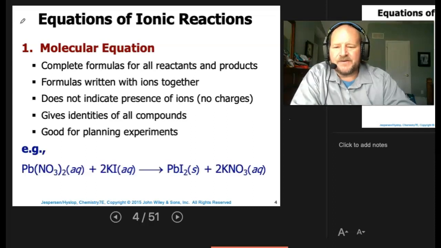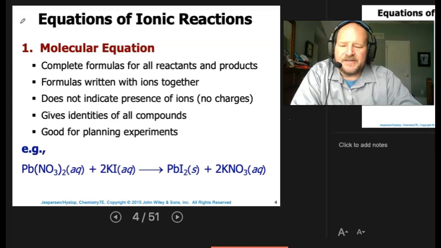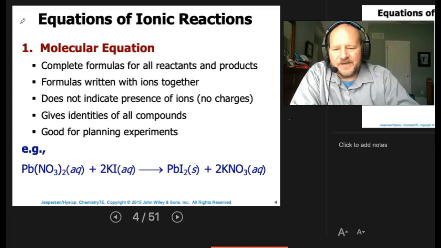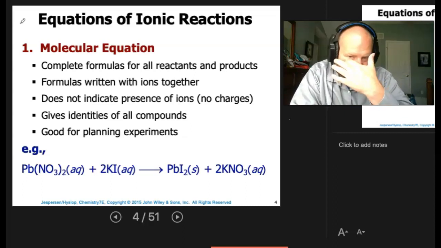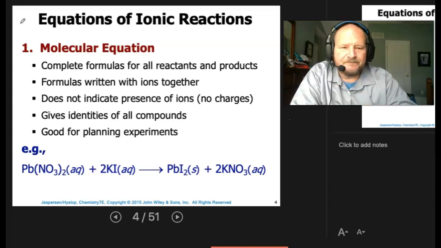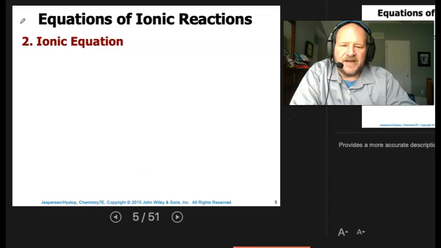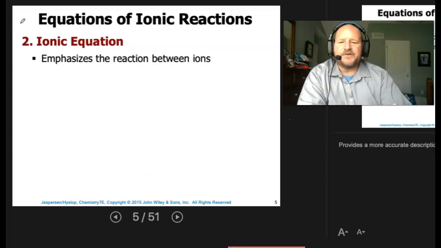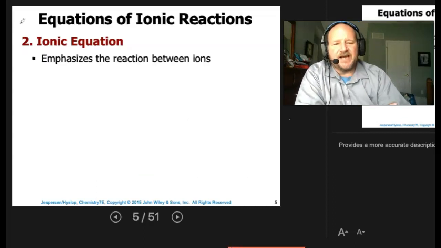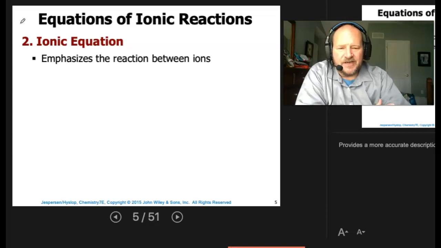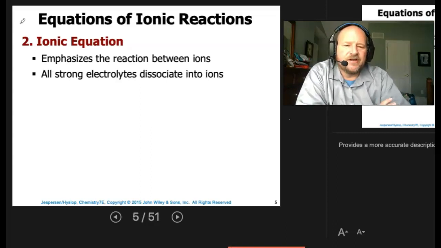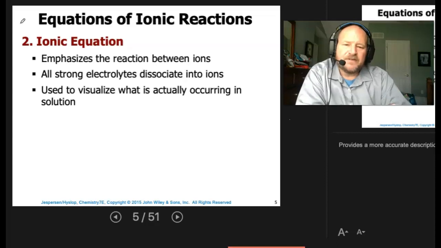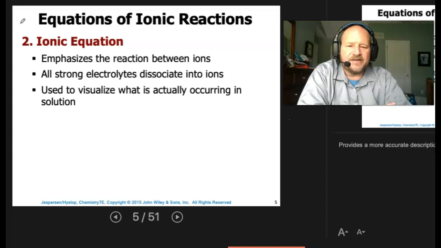Again, there's our lead nitrate. It's in aqueous solution. We're going to mix it with the potassium iodide that's in solution. It's going to form lead iodide and potassium nitrate. Now, for equations of the ionic reactions, what we're going to do is emphasize the reaction between the ions. So now we're going to expose those electrolytes, show the dissociation and how they're going to break apart. We'll use these to visualize what is actually occurring in the solution.